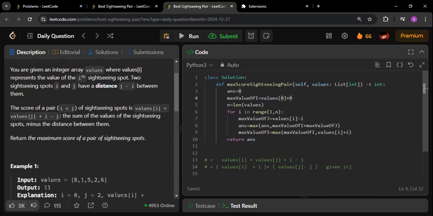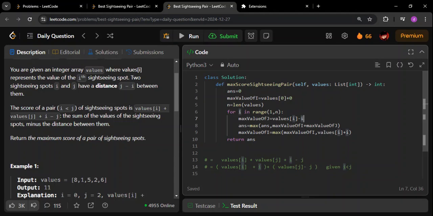Now, this particular thing you're seeing here is going to start from 1, 1 to n. Here we are going to calculate for each index i. For each index i, first of all we are going to calculate max value of j. That is this particular term I am going to calculate now. Max value of j is going to be values of i minus i. This is the exact formula that I'm going to use now.